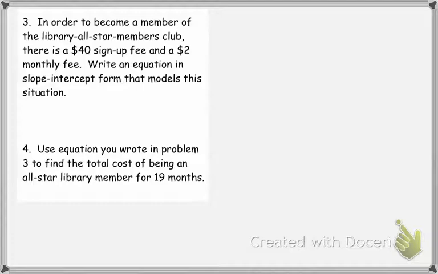Okay, and then we also have another question that says, use the equation we wrote in problem 3 to find the total cost of being an All-Star Library member for 19 months. Okay, so let's start with highlighting the numbers that we have. We have a $40 sign-up fee and a $2 monthly fee. The one that occurs every month is going to be the $2.